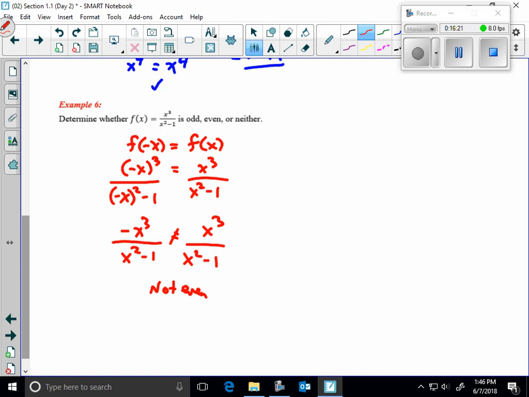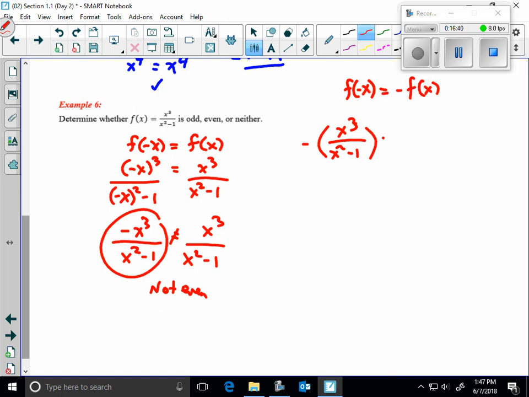The next step I would take with this is take your function, f of negative x, and pull out a negative 1. That's x cubed, and I get x squared minus 1. If I pull out a negative 1, is f of negative x equal to negative f of x? Well, what would negative f of x be? Well, x cubed over x squared minus 1 is f of x. If I made that negative, look at that, they're equal, so that's an odd function.